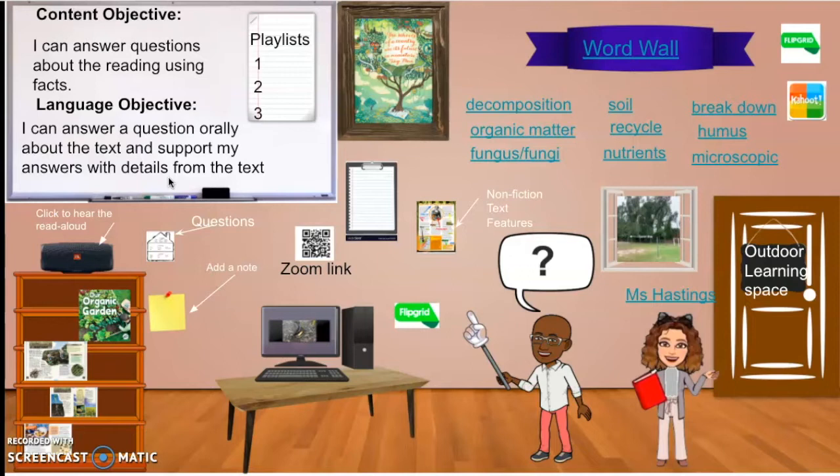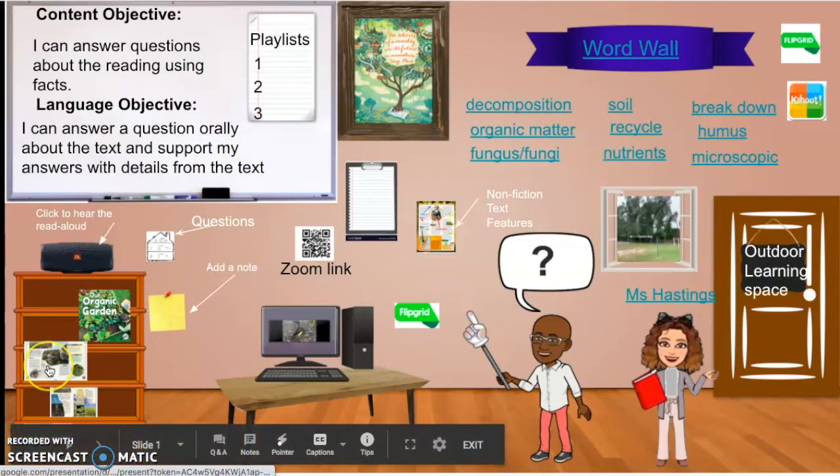So not only are you going to just say that I believe humus is important, for example, you would say, I believe humus is important because, and look for something in the text, something you read, a fact that proves that humus is important. If you're answering the question, why is humus important? Okay, so you're going to answer a question and support your answers with details from the text, and you're going to do that speaking. All right, so let's look at the text.